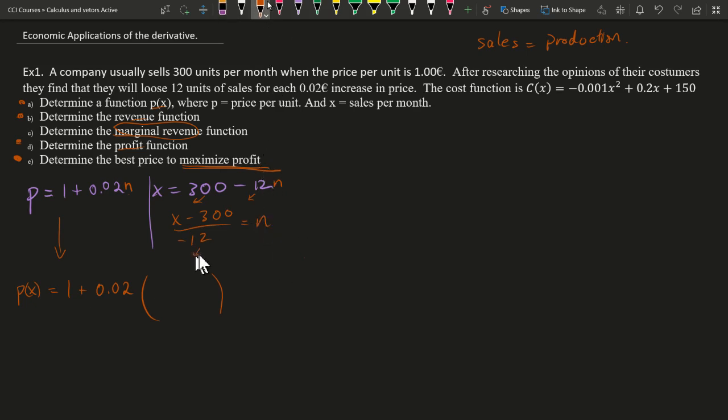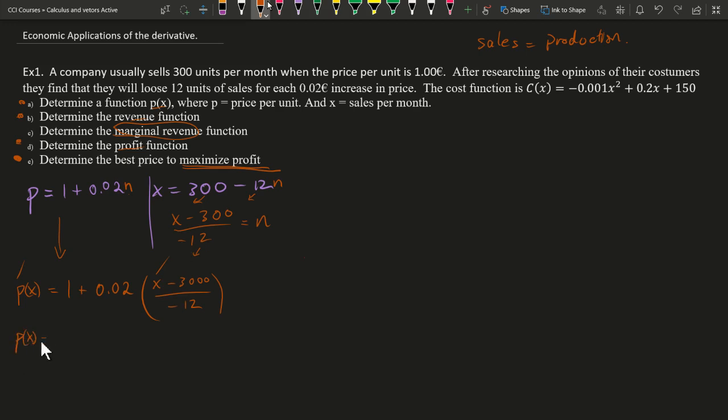Now if I take that and I plug it into here, I'm having a pretty awesome little relationship here where I've got price in terms of sales. So now I'm allowed to figure out my price in terms of sales. So I'm going to do a little bit of algebra to clean this up.